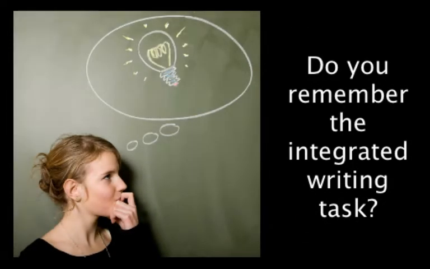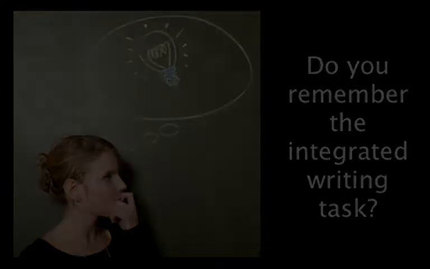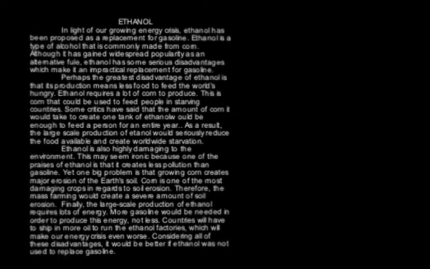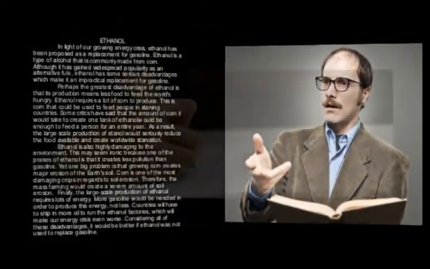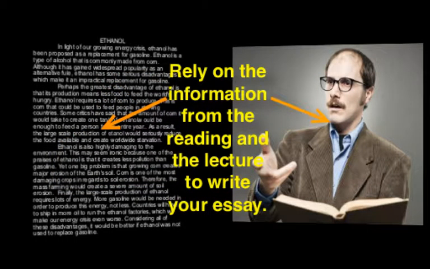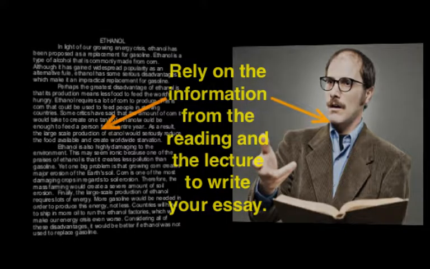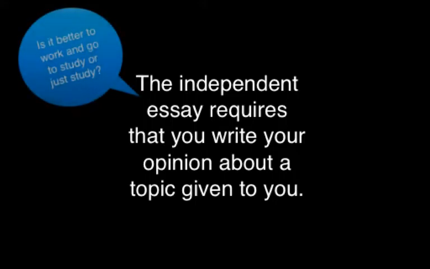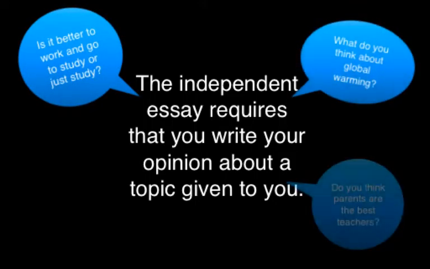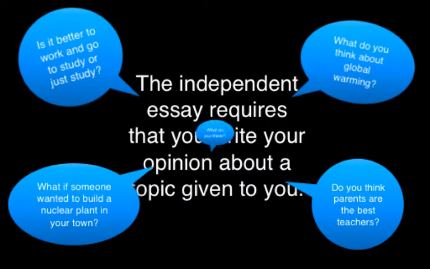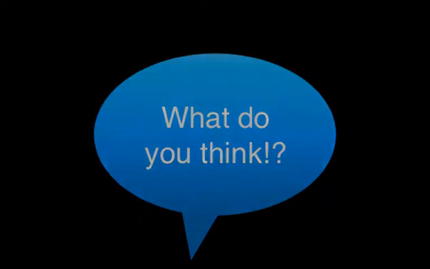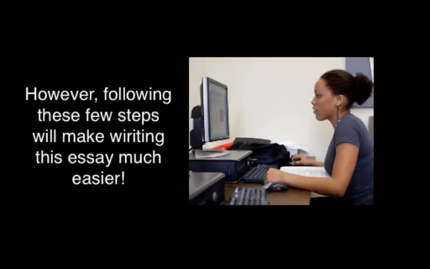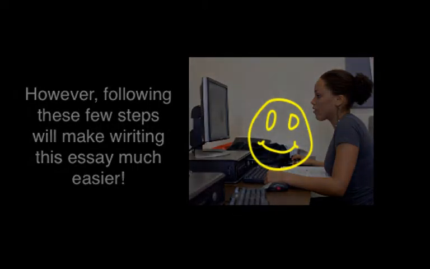If you remember the integrated writing task, you'll know that you had to contrast information from an article by using information from a lecture that you took notes on. In that writing task, you were able to rely on the information from both the reading and the lecture to write your essay. However, the independent essay requires that you write your opinion about a topic given to you. This can be more challenging because you won't have any sources other than yourself to help you write your essay. However, following a few steps will make writing this essay much easier.